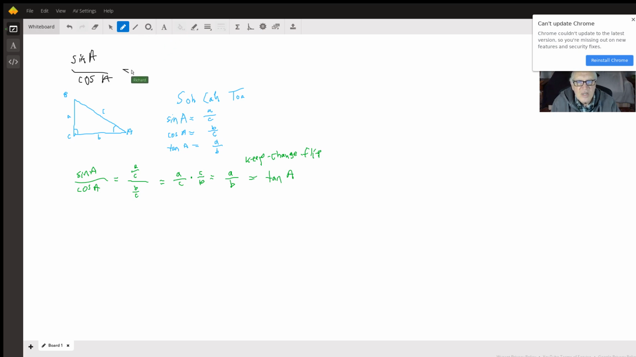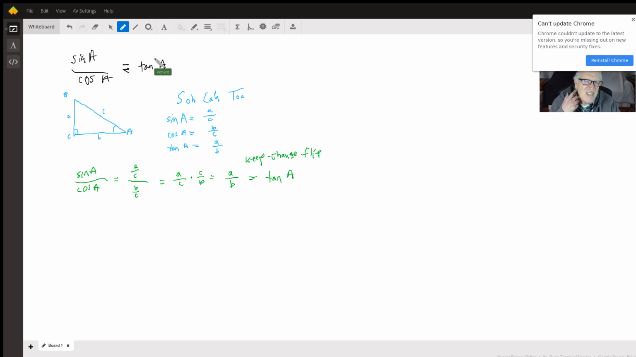This is just tangent. I have the wrong tool, sorry. Still learning this tool. Tangent of A. And there's no doubt about it, that's the way it should be.